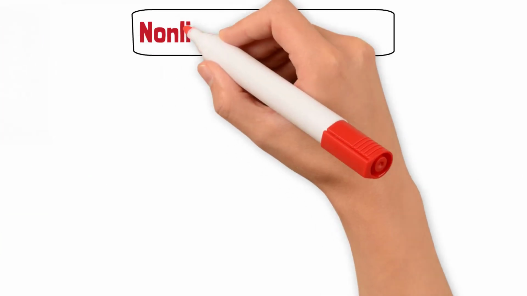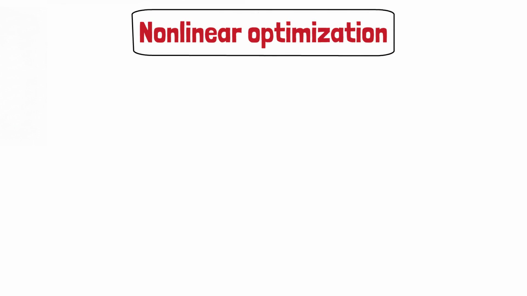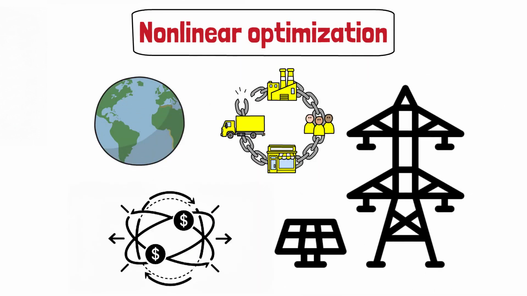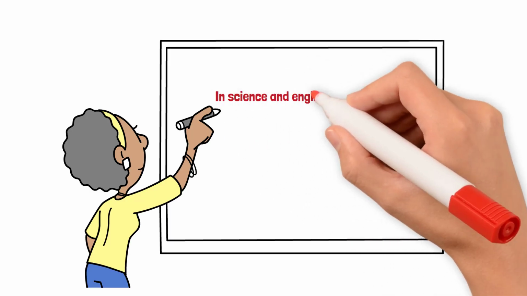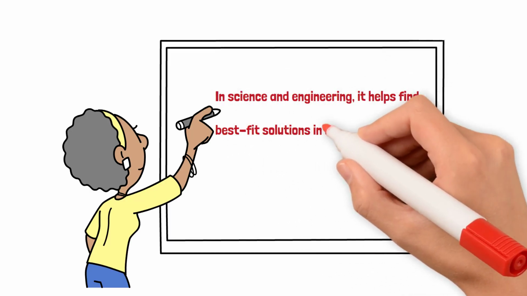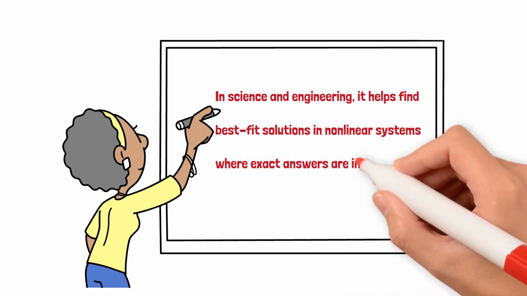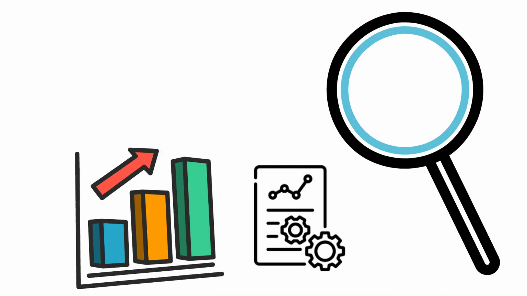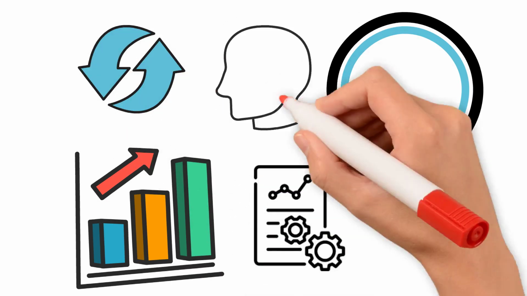In operations research, nonlinear optimization solves complex real-world problems like supply chains, energy grids, and financial modeling. In science and engineering, it helps find best-fit solutions in nonlinear systems where exact answers are impossible. It's the practical bridge between abstract mathematics and working AI systems. So, nonlinear optimization is the mathematics of searching, adjusting, and improving, the process that transforms raw models into intelligent systems. Without it, deep learning and reinforcement learning simply wouldn't work.